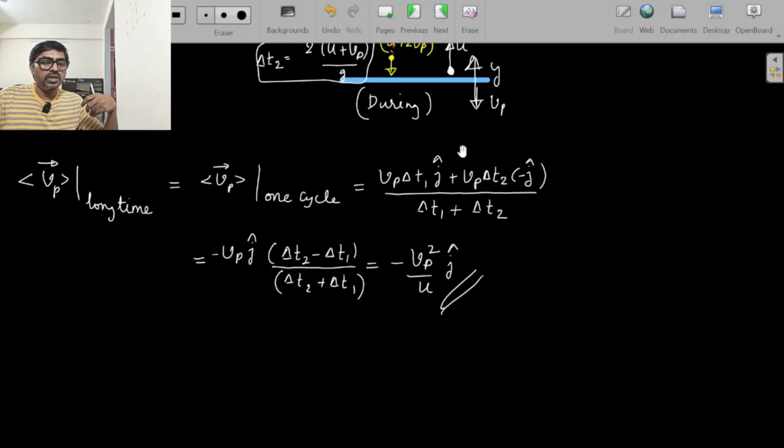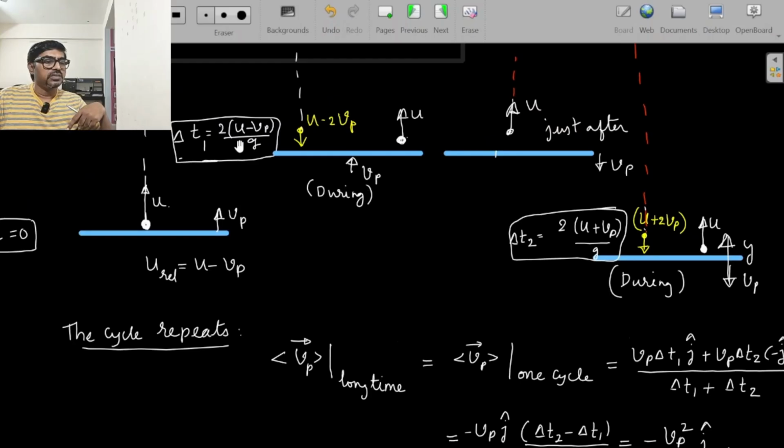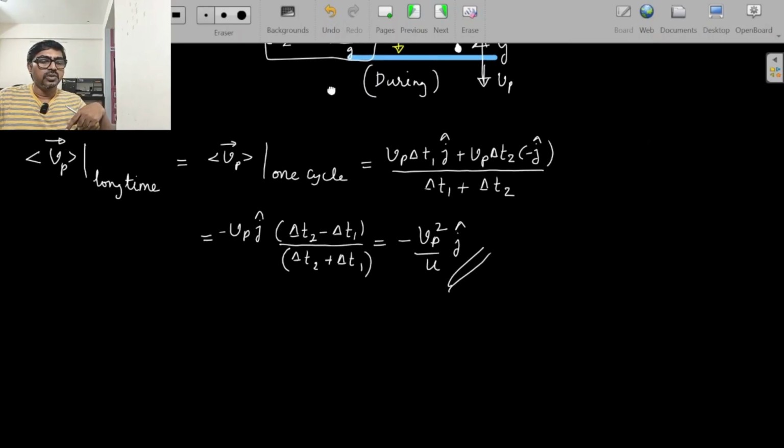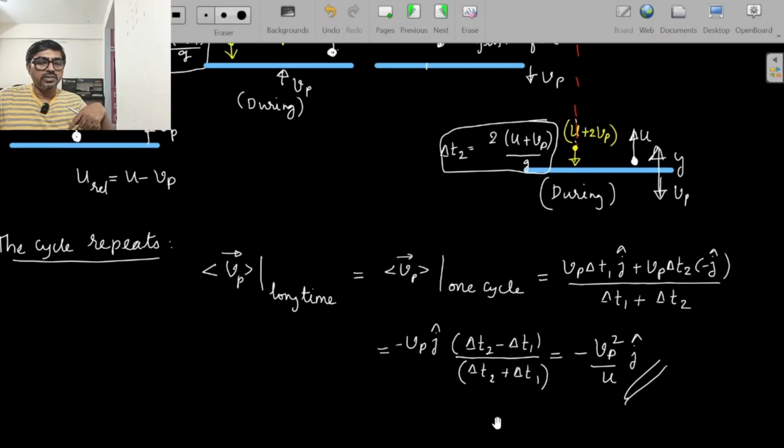Subsequently the plank is going to go down. Particle goes up and comes down, forget about it, we are talking about the plank now. Vp into delta t2 downward. And the whole displacement divided by the time interval, delta t1 plus delta t2, is going to be the average velocity. Now we have calculated delta t1 and delta t2. You are going to substitute them there and you will get minus Vp square by u into j cap. So this is the answer that we have.